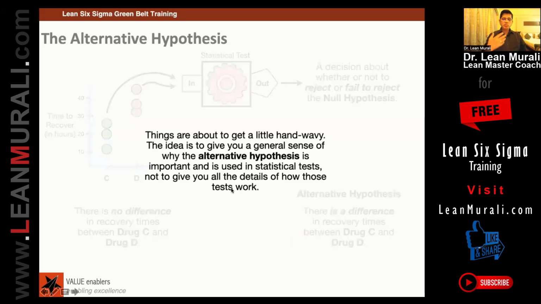So now it starts to get a little heavy. The idea is to give a general sense of why alternate hypothesis is important and is used in statistical tests, and not to give the details of how the test works. So how the test works is immaterial, but you have to get a feel of what is null hypothesis and alternate hypothesis.